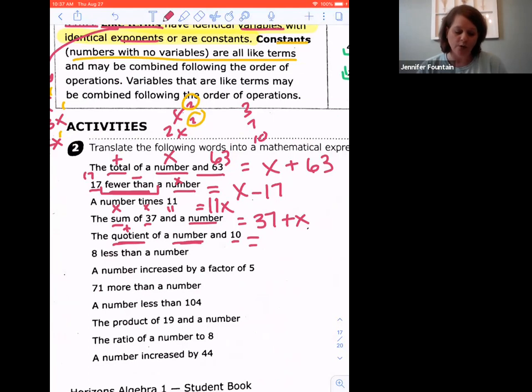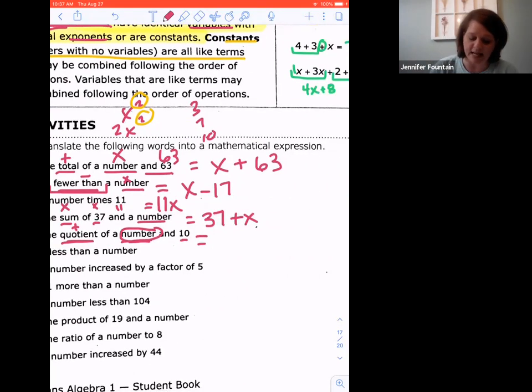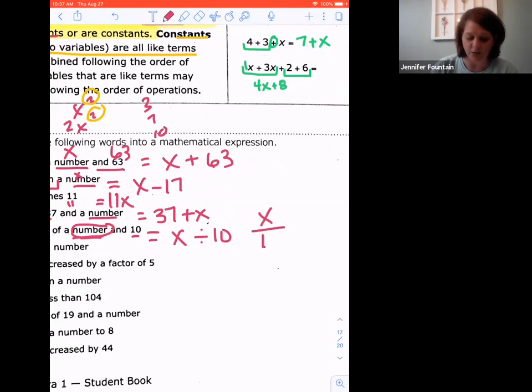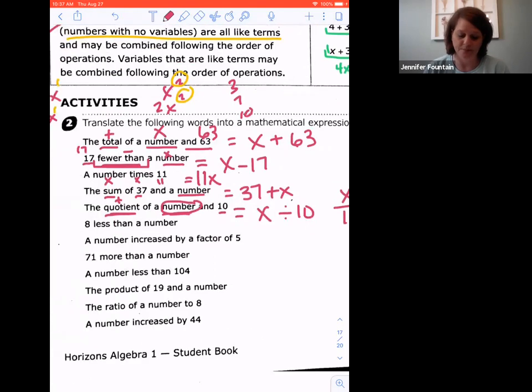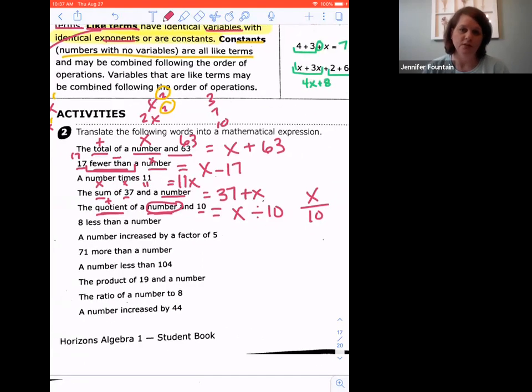So when I think of quotient of a number and 10, my number is going to come first. When it says the quotient of, whatever they tell me first is what comes first in the order. And I could either have x divided by 10, or I could write it as a fraction and have x over 10. Both of those would be correct. I could set it up with the division sign, or I could set it up as a fraction. Any questions on that?